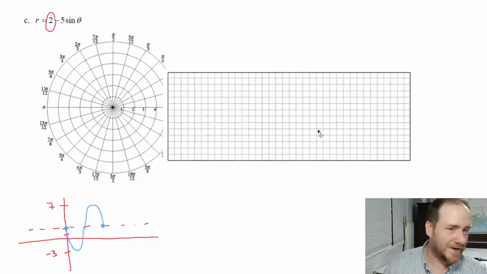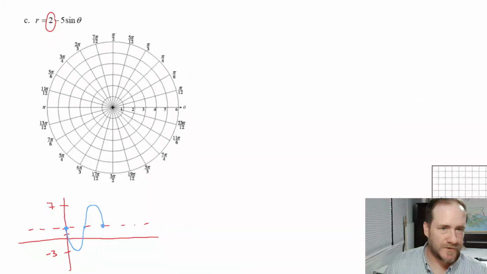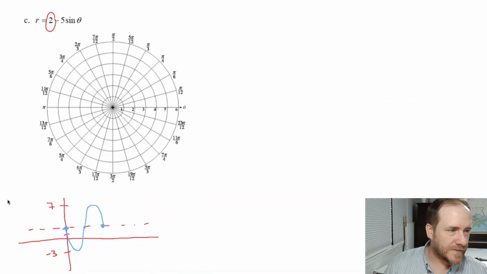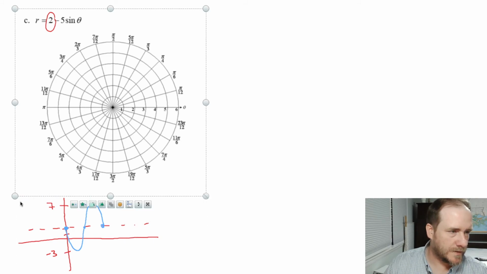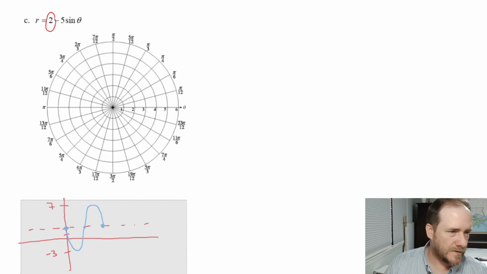Take this grid, honestly, and shove it. We don't need it. A rough sketch is perfect. I mean, this is great. Oops, why can't I grab it? Grab.